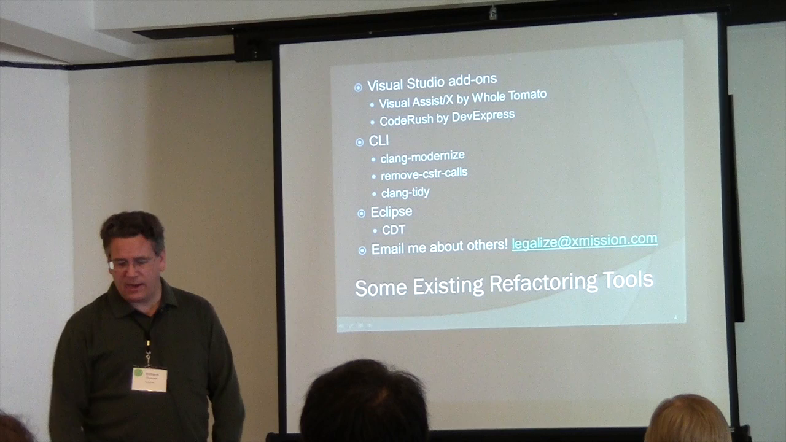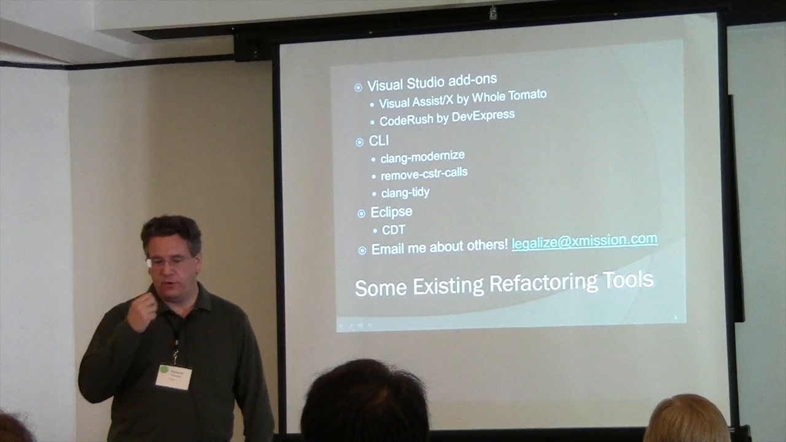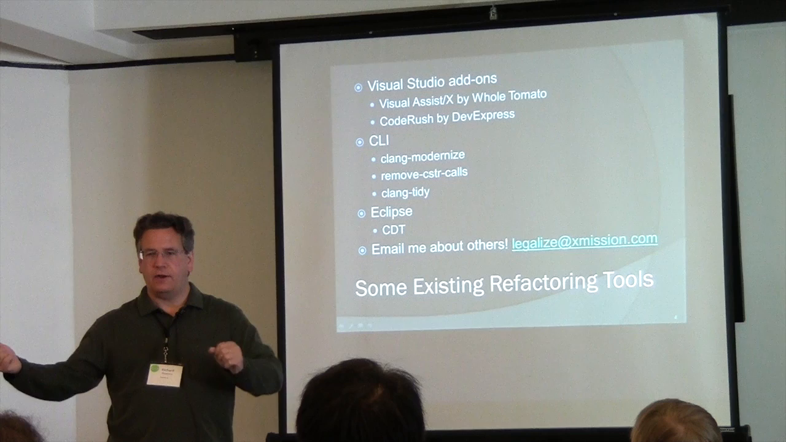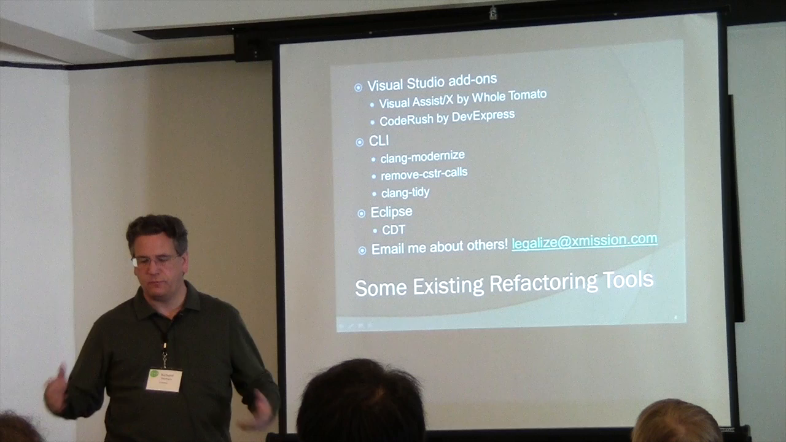From the CLI, there are several tools that are provided in the Clang distribution. There's Clang Modernize. There's Remove C-Str Calls, which we're going to look at in more detail, and Clang Tidy. It's a refactoring tool, but it's more along the lines of: we have this rule that says all our member variables have to end in underscore, and this one doesn't do that, so I'll just fix it up for you. It's more of those kinds of style-based refactorings.